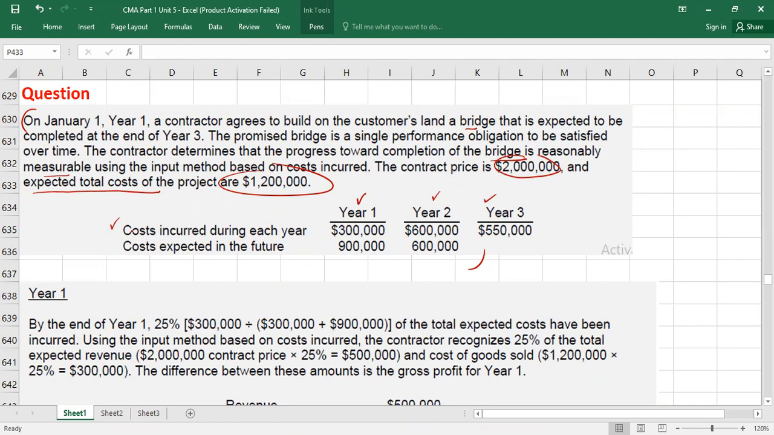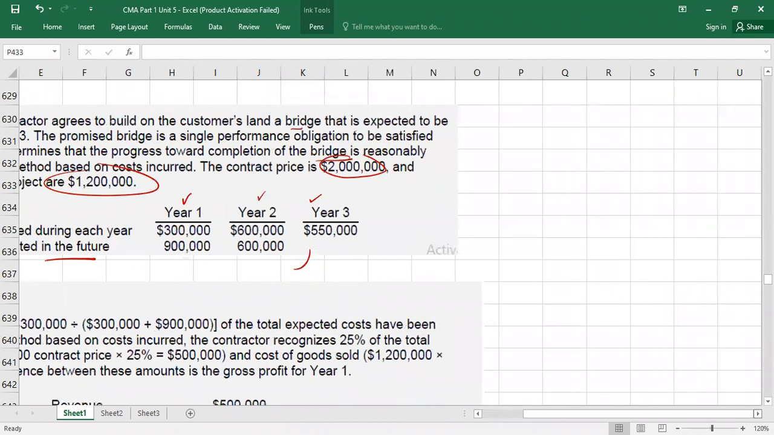Here he told you cost incurred. Actually, it is actual cost. And here he told you cost expected in the future. It is the estimated cost for the remaining years. Right? So I'm going to do the year 1, 2, and 3 calculation. You will help me now.